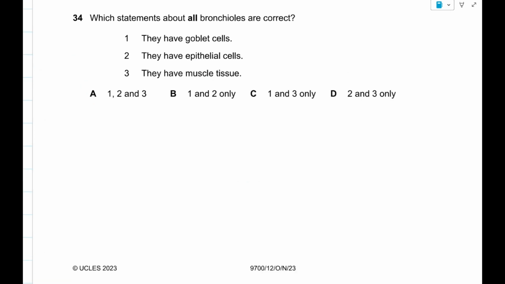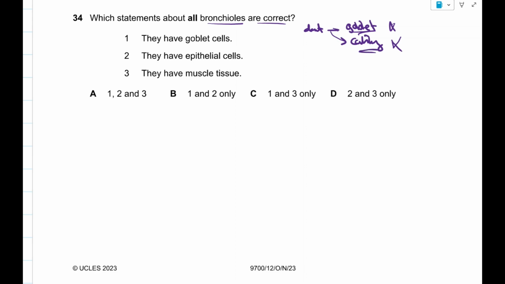Question number 34. Which statements about all bronchioles are correct? So, a rule of thumb, you must know that bronchioles are different from the trachea by two things. That bronchioles don't have goblet cells and don't have cartilage. So this is how bronchioles are different from the trachea and the bronchi. They do not have these both. So neither goblet cells nor cartilage.